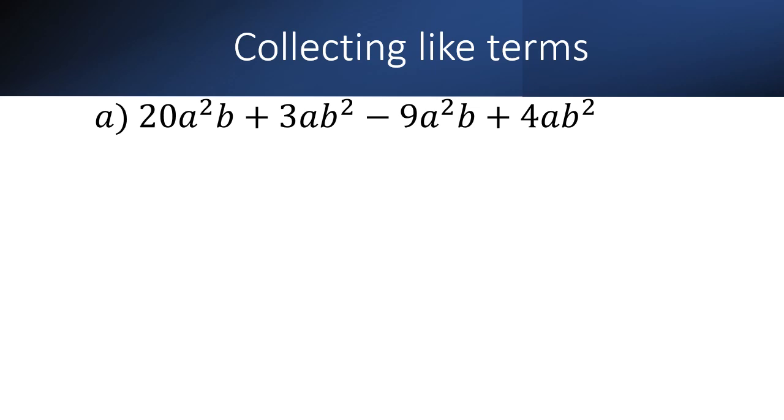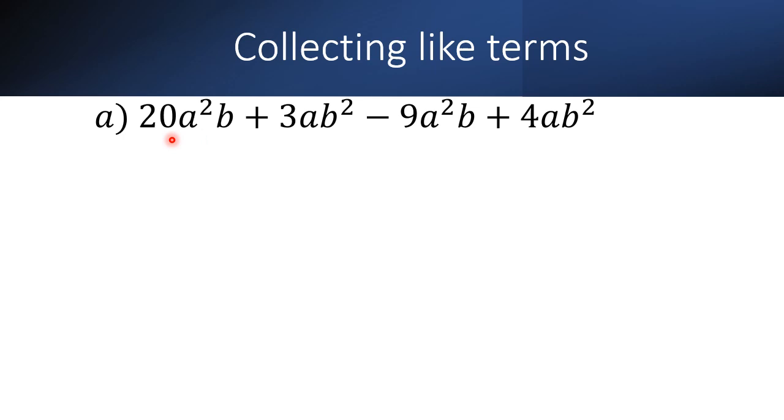Now if we study the expression that is given on the screen and we count the number of terms, you will realize that we have 4 terms. Why do we have 4 terms? Because terms are separated by a plus or a minus. Now let us collect all the like terms.